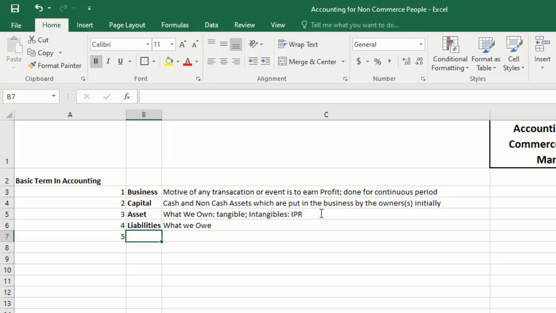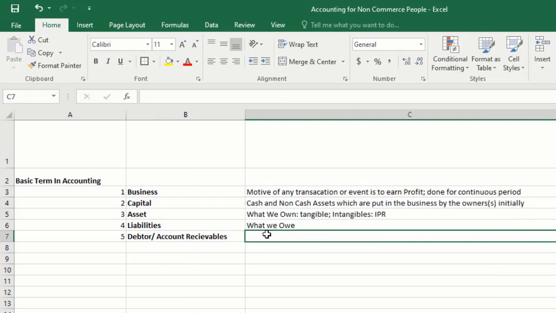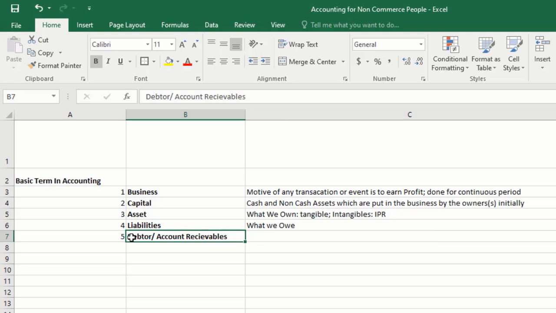So capital, assets, liabilities. Now comes the word called debtors, and another name for this is account receivables. This is a name which is normally reflected in the balance sheets of the company, account receivables or debtors. Now, okay, let me take this particular name after three names.